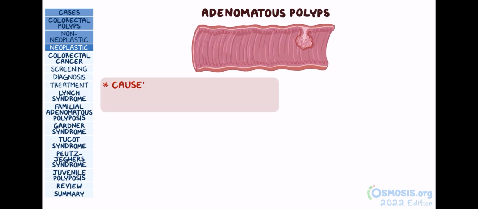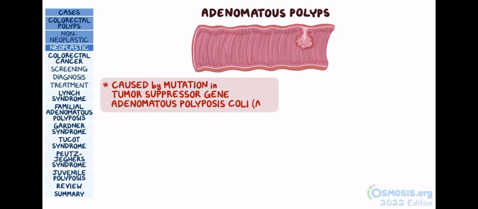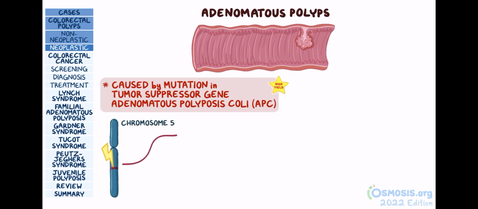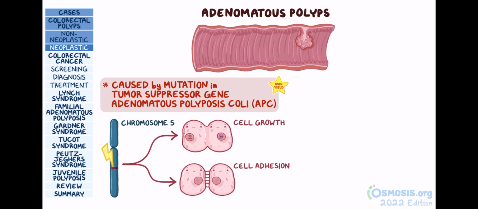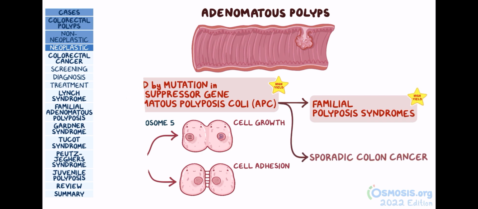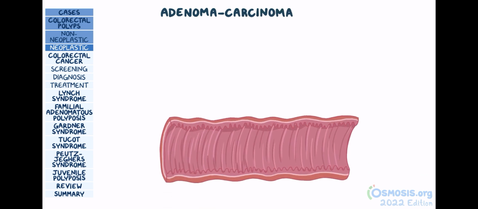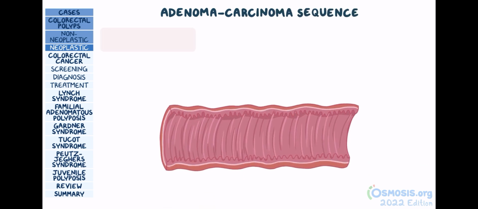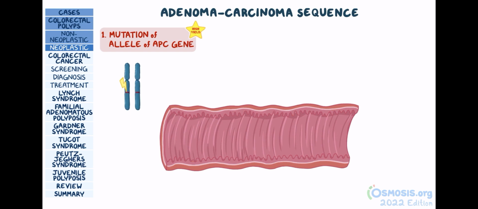Adenomatous polyps are caused by a mutation in the tumor suppressor gene called adenomatous polyposis coli, or APC for short, which is located on chromosome 5 and is responsible for the regulation of cell growth and cell adhesion. Moreover, the mutation of the APC gene is present in all familial polyposis syndromes, and most cases of sporadic colon cancer. Now let's focus on the adenoma-carcinoma sequence, which includes 3 steps. The first step is the mutation of one allele of the APC gene, which leads to the formation of a small polyp, also called early adenoma.